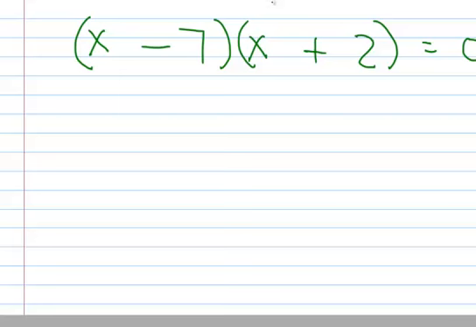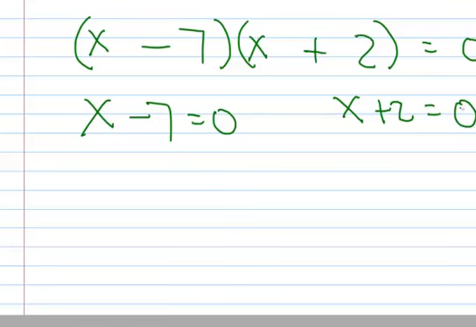Okay, here's how you solve it after you factor it. You take each one of these factors and you set it equal to 0. So x minus 7 is a factor. There it is, set equal to 0. And x plus 2 is a factor, and I set that equal to 0.